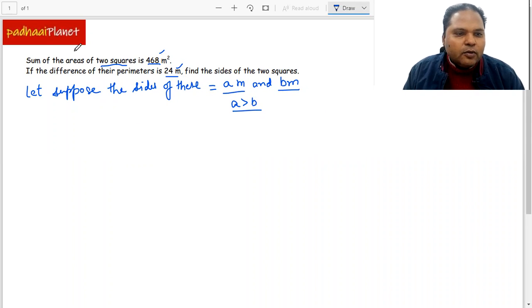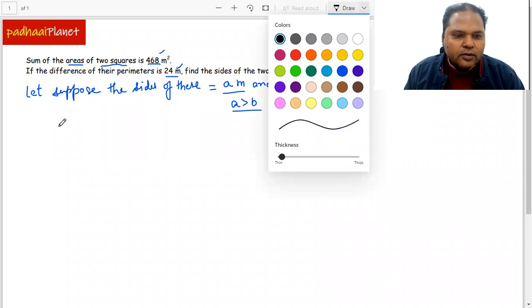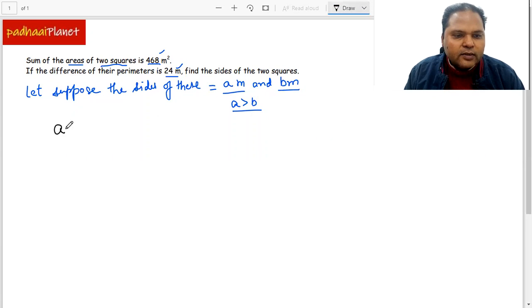Now that's the case. What they're saying is the first condition is that the sum of the areas of the two squares is 468 square meters. The area of a square which has a meters as its side is going to be a square. So we are talking about the sum of the areas: a square plus the area of the second square, which is b square, right? So a square plus b square is equal to 468 square meters.